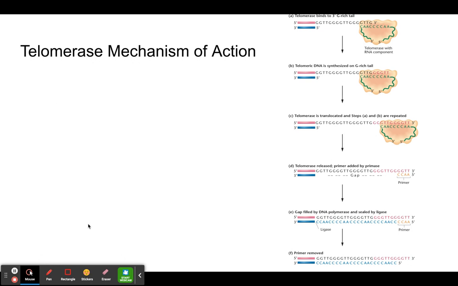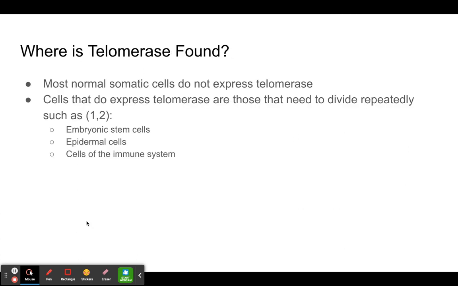And this image is exactly what we just talked about on the last slide, and it can be found in our book if you would like to look at it more closely. Finally, telomerase is found in cells that divide repeatedly, and telomerase expression is either low or non-existent in somatic cells.